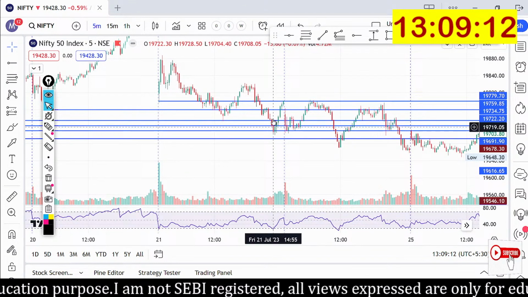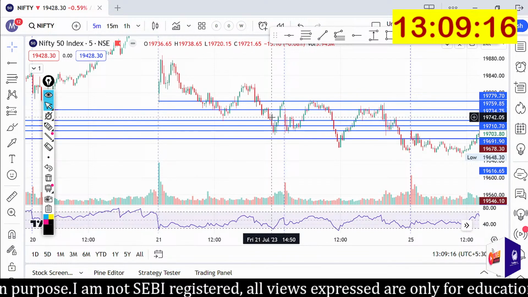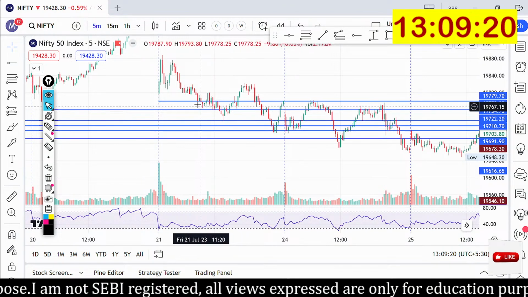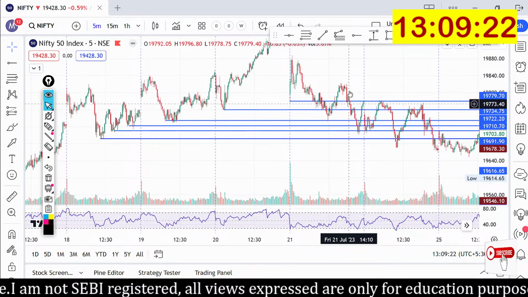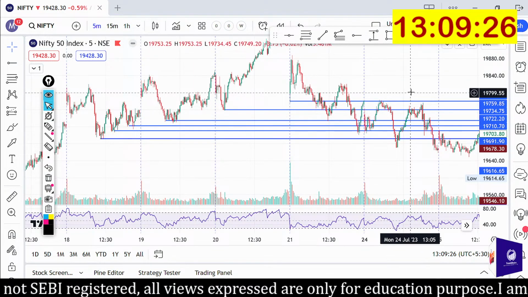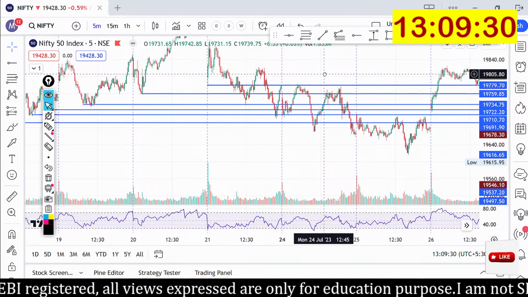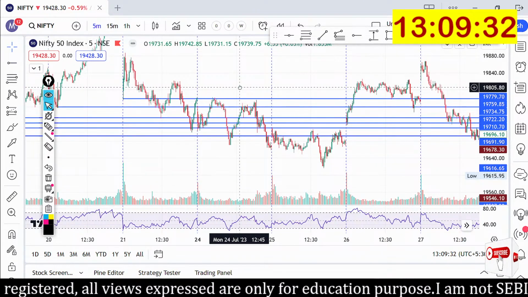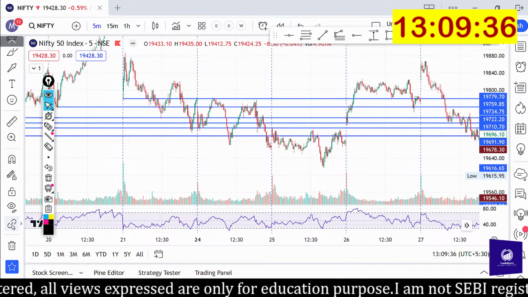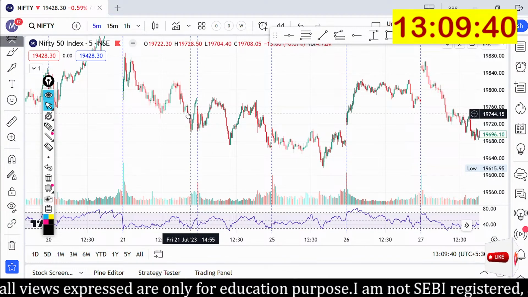Are you getting it? As soon as my low is broken, this thing has started off, and I am getting into put side entries now. After that, we can use trend lines. After that, we can use lots of other things.